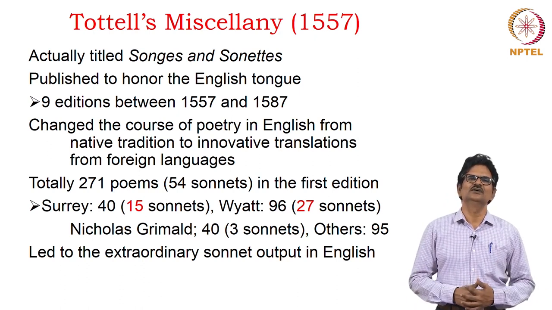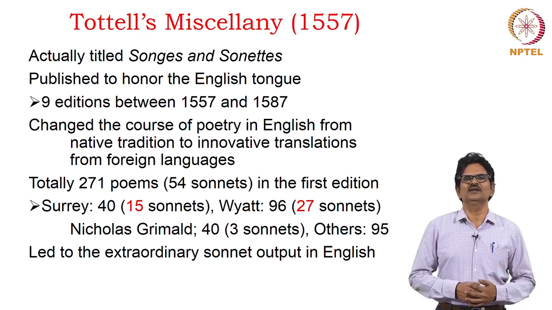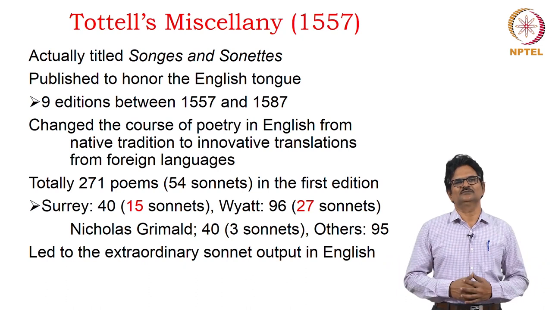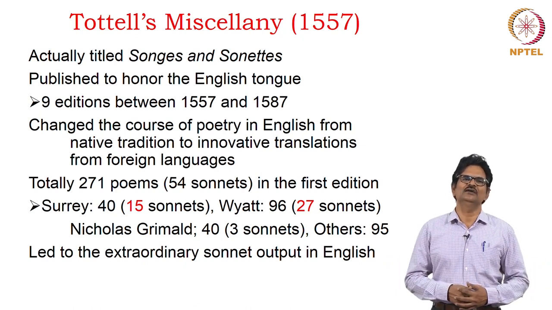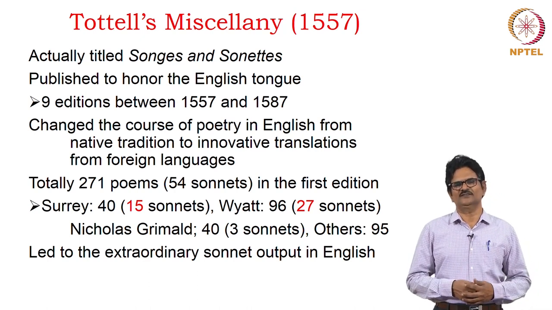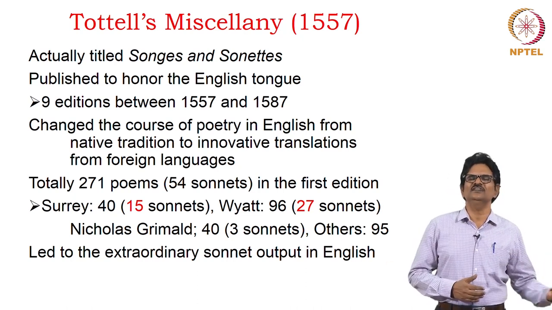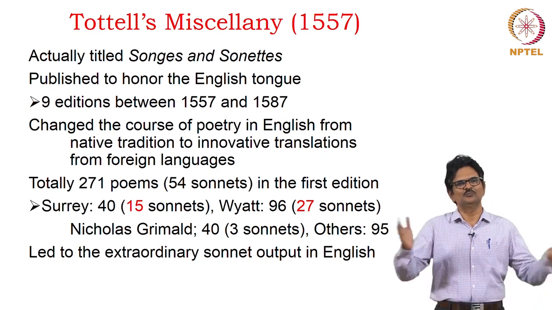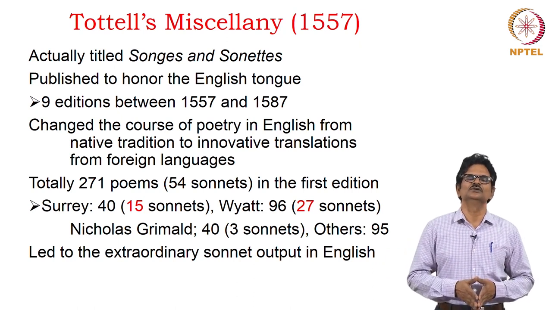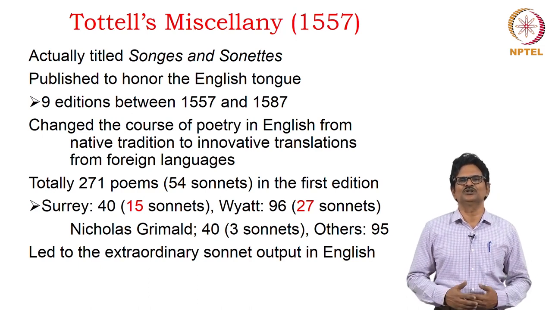This anthology had 271 poems in total, 54 of them sonnets in the first edition. Later on, this edition was expanded. The initial edition had 40 poems by Surrey, out of which 15 were sonnets. In the case of Wyatt, 96 poems were there, of which 27 were sonnets. Other poets like Nicholas Grimald and others contributed to this volume. This volume actually led to the extraordinary sonnet output in English.